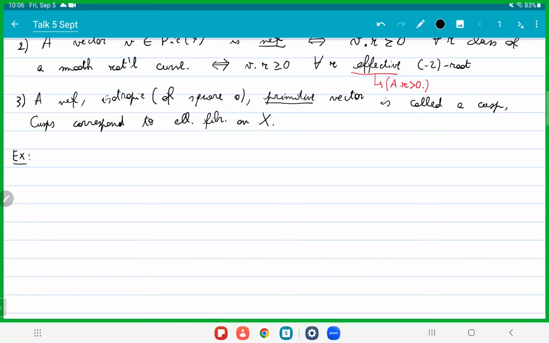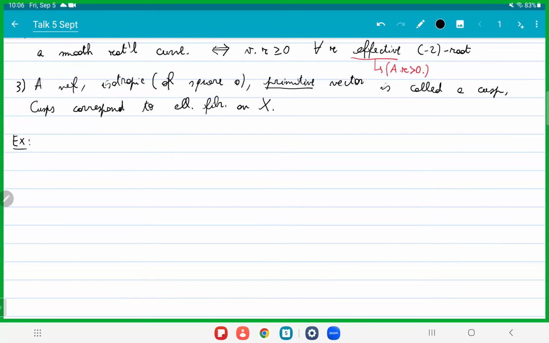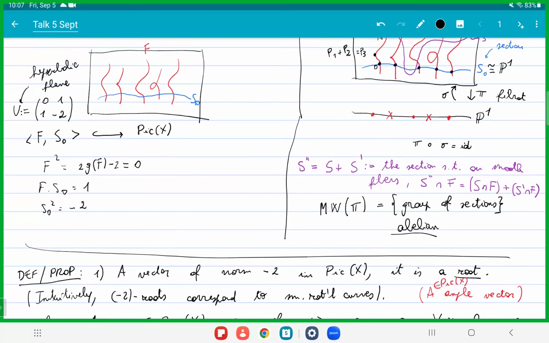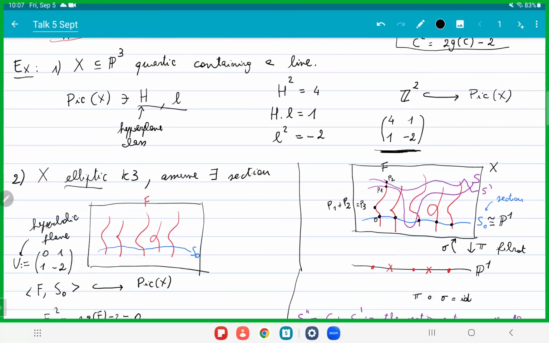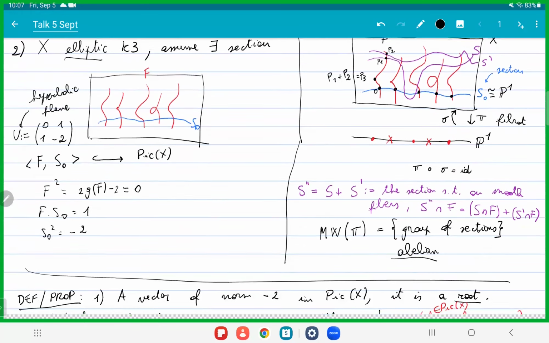So let's go back to our first example of quartics in P3 with a line. So let's assume that X is a K3 with Picard lattice equal to (4, 1; 1, -2). So by this, I mean it has rank 2, and this is the intersection form. Recall that this is exactly the same matrix that we found before over here. So quartics with a line over here. And we can notice the following thing. Okay, sorry, it's very difficult to move.